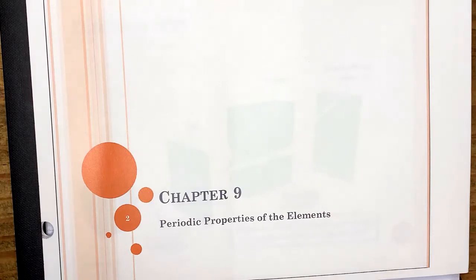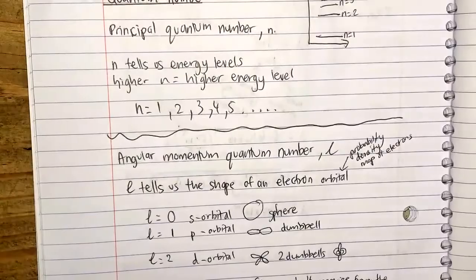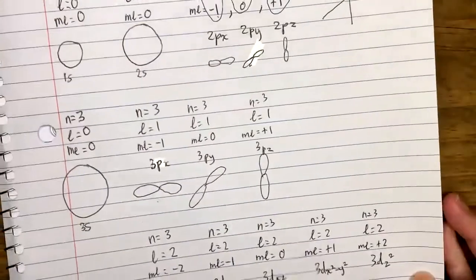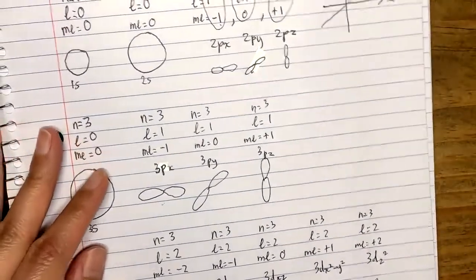All right, we are going to go over chapter 9, which is over periodic properties of elements. First thing we want to start with in chapter 9 is to pick up on quantum numbers where we ended up in chapter 8. So let me do a quick little review of what we did in chapter 8.